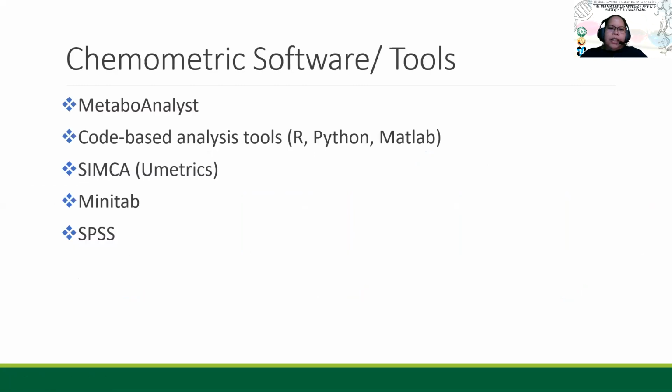So again, these are the chemometric software tools that you can use. MetaboAnalyst is a web-based platform. It's open source. You can do code-based analysis using R, Python, MATLAB. SIMCA is a commercial chemometric analysis software. Minitab and SPSS are statistical analysis software that also have some of these chemometric functions.